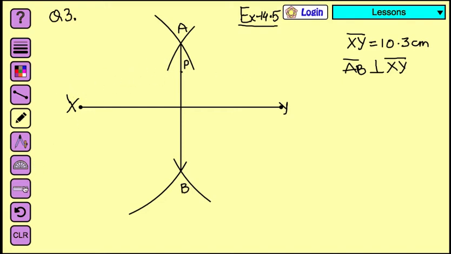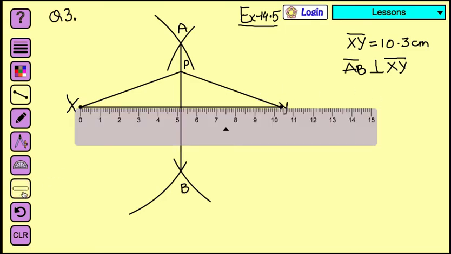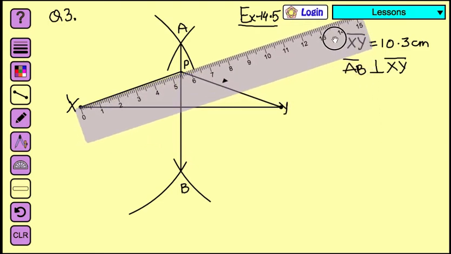So first of all, we are going to draw a line which is going to join X and P. Fine. Again from P, join it to Y. Fine. Now with the help of a ruler, we can measure how much it is. It is coming to be 5.5. You can see that.